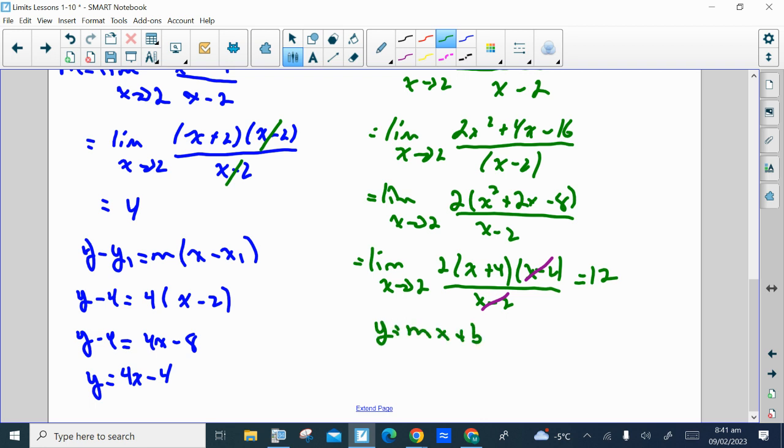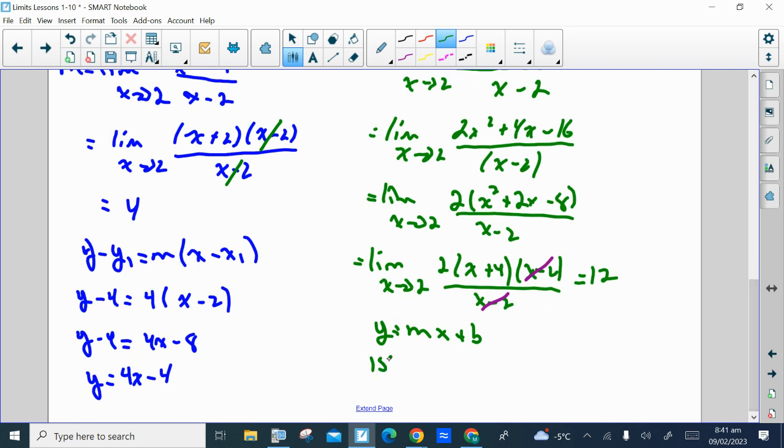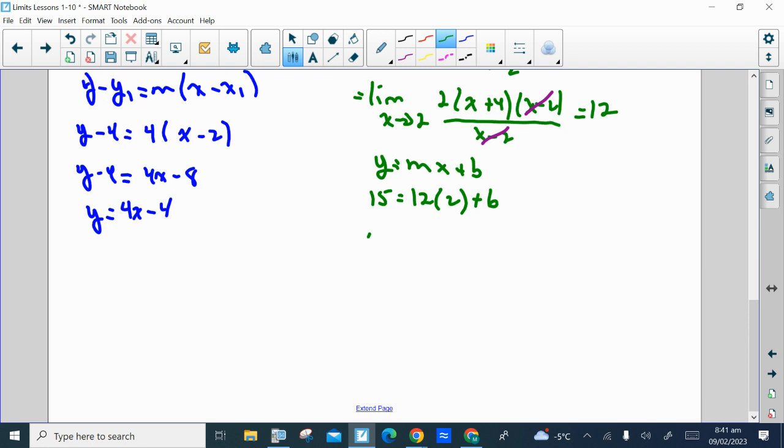And we start by first finding the value of b by plugging in x and y that come from the point of tangency, which again is (2, 15). So y is 15 when m, the slope, is 12, and x, the x value at the point of tangency, is 2. So we can use this to find out what the b value is. So 15 will equal 24 plus b. b then would be negative 9. And the equation in slope-intercept form then would be y equals 12x minus 9.